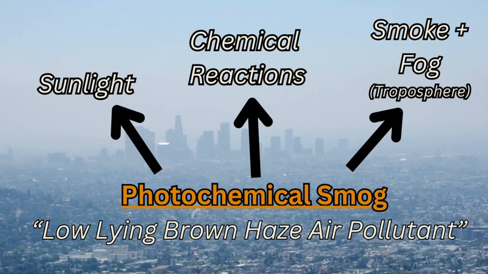But the troposphere starts from the Earth's surface and goes up to around 15 to 20 kilometers in altitude around the Earth. So it's the layer of the atmosphere right by the surface. And this is where we'll find photochemical smog. So in layman's terms, we're looking at a brown haze, a cloudy appearance, which is an air pollutant which occurs in and around the Earth's surface within the troposphere.